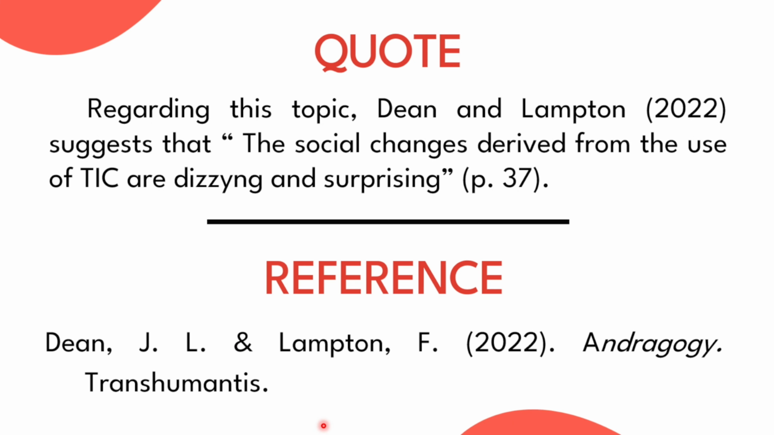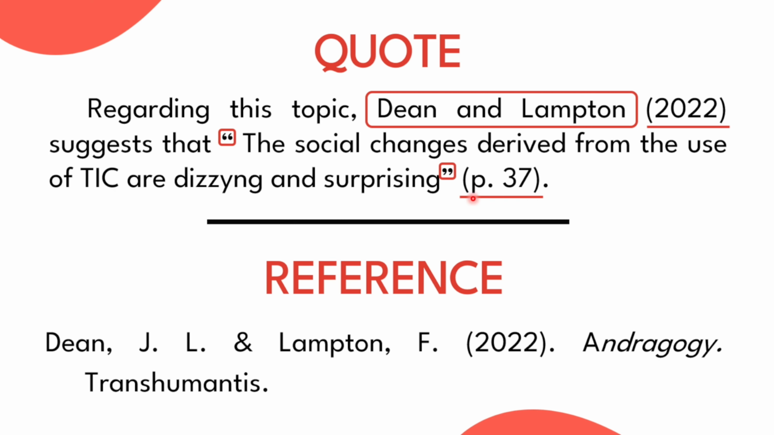For example, in a short quote, I would say something like, regarding this topic, Dean and Lambton, 2022 suggest that. Note that the year goes after the last name of the authors in parentheses. The quotation marks are used to demarcate and enclose the copied text, and the lowercase p followed by a period is used to denote the page number.